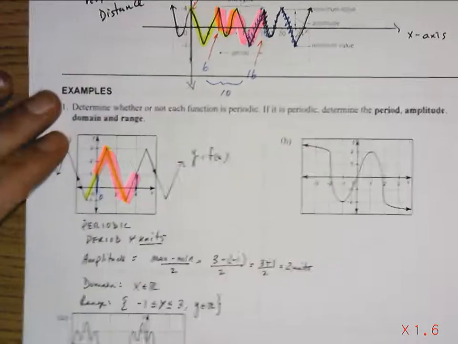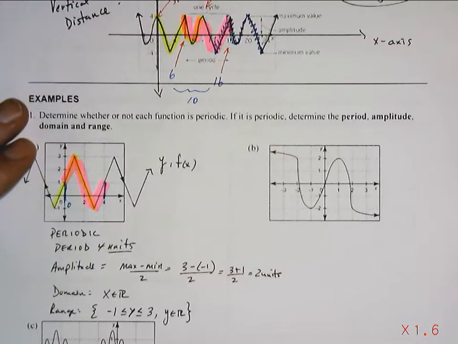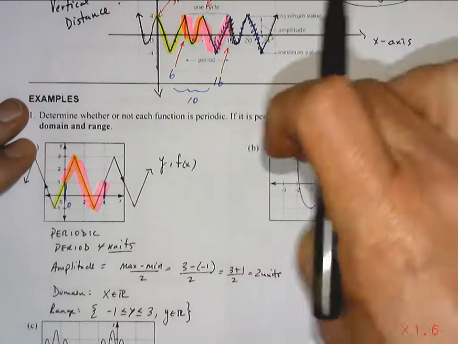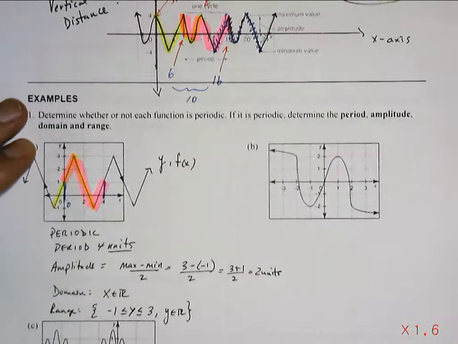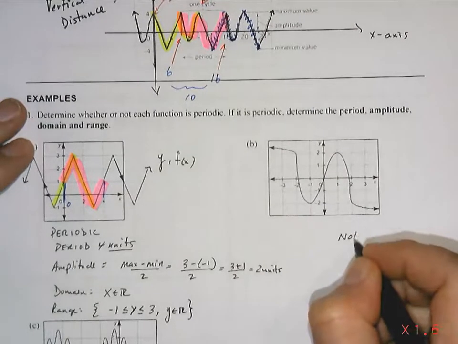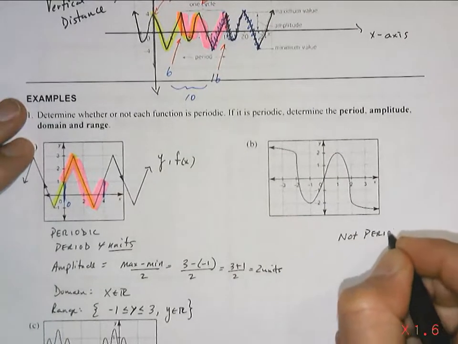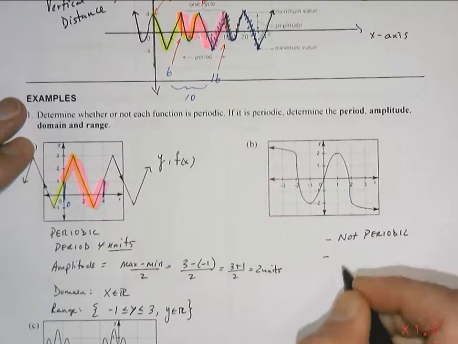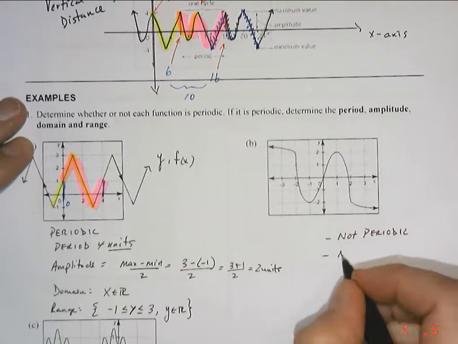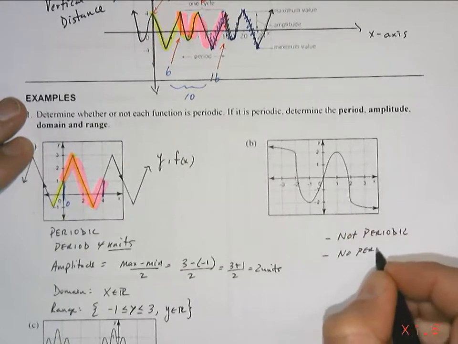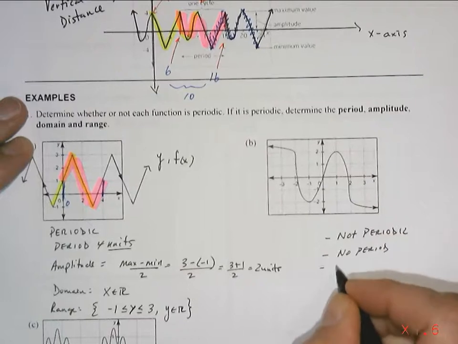Let's look at this one. Is it periodic or not? I don't think so. No matter where I cut this and try to place it, it's not going to match up. It's not periodic. Well, if it's not periodic, then there's no period. If it's not periodic, then there's no amplitude.